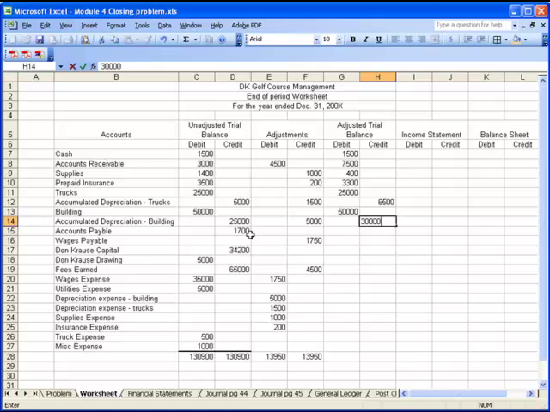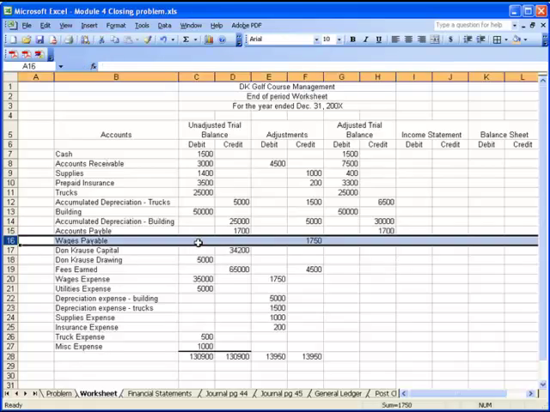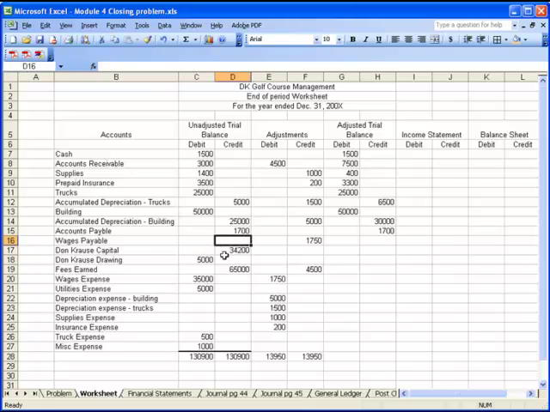Our accounts payable, there was no adjusting entry. Okay, we still have a credit balance of $1,700. In our wages payable, we did not have a balance to start with. We had an adjustment of $1,750, which was a credit. That makes our new balance $1,750.